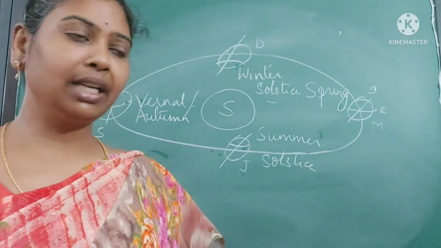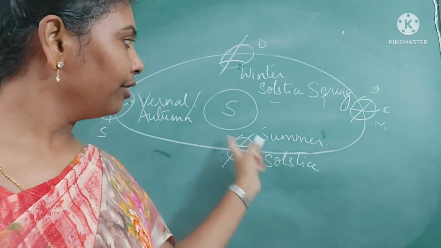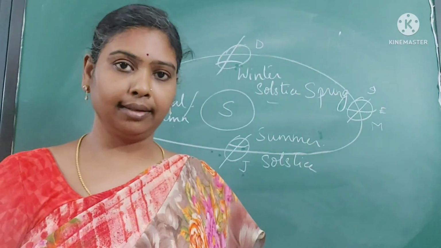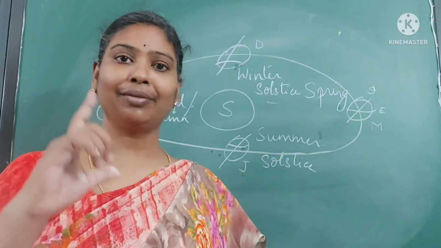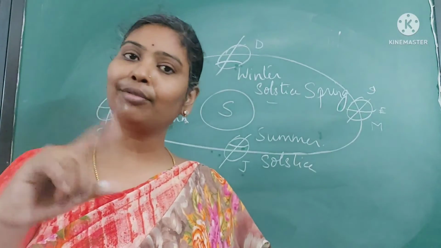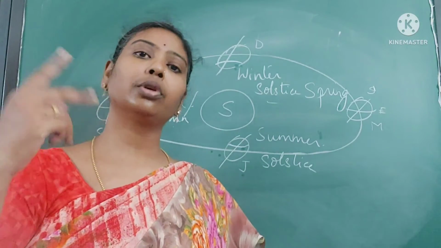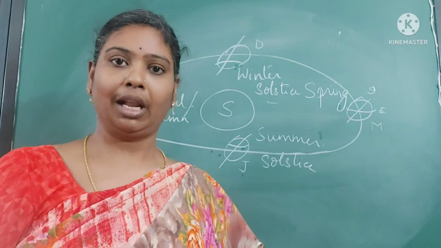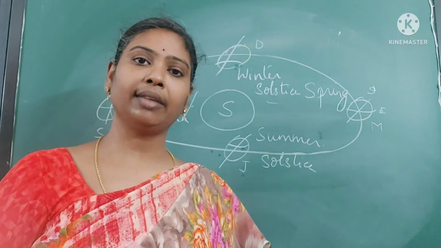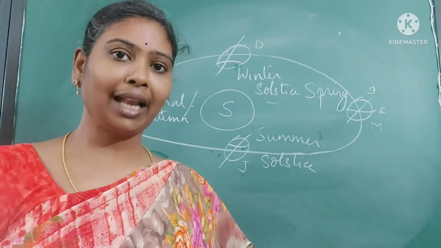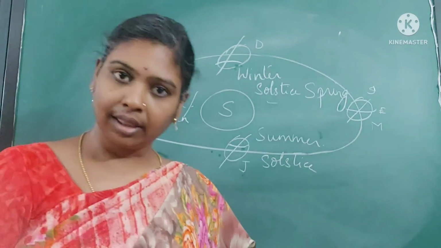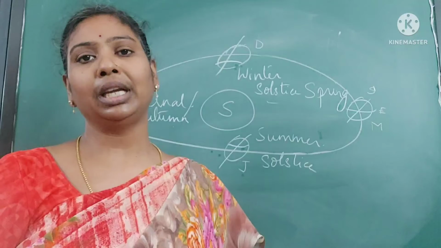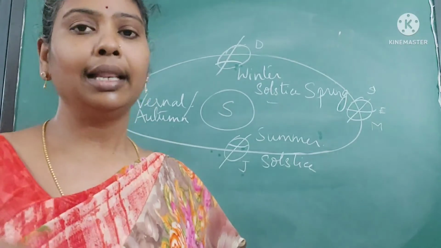And obviously when earth completes one full revolution, we consider this as one full year. One full year means 365 1/4 days, no? That 1/4 day, after 4 years we will be getting one leap year, right? After 4 years, February will be considered as 29 days. So after 4 years we consider it a leap year.